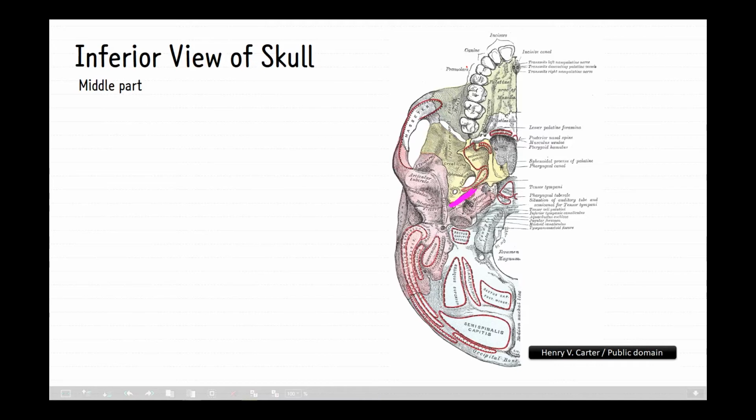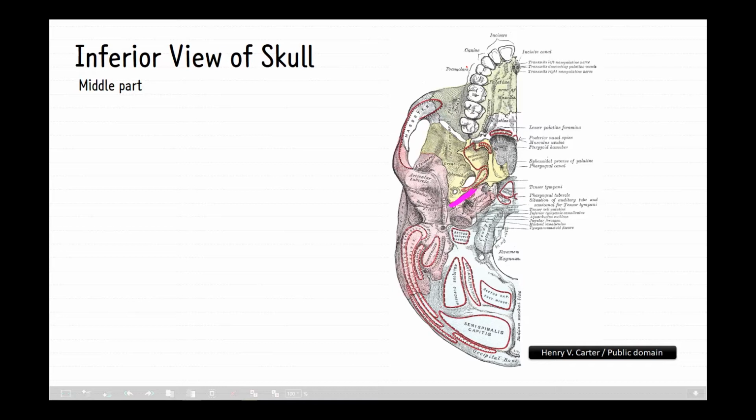The diameter of the tube is not uniform throughout, being greatest at the pharyngeal opening, least at the junction of the bony and cartilaginous portions, and again increased toward the tympanic cavity. The narrowest part of the tube is termed the isthmus.